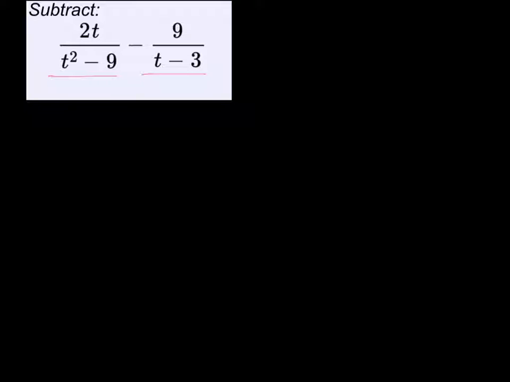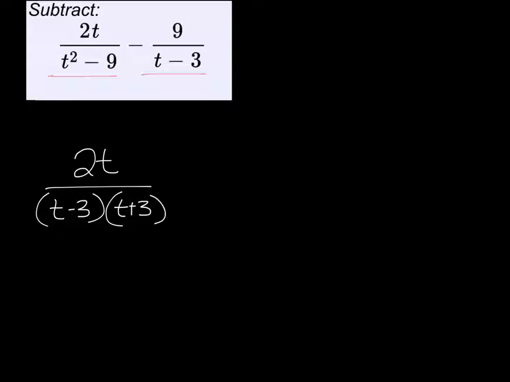We can factor that. So what we'll get is 2t over t minus 3 times t plus 3. And with the second fraction, we can't factor the t minus 3, so we keep this as t minus 3. Okay, the whole goal is to make these denominators the same. And so we ask, what will we multiply to these fractions to make them the same?